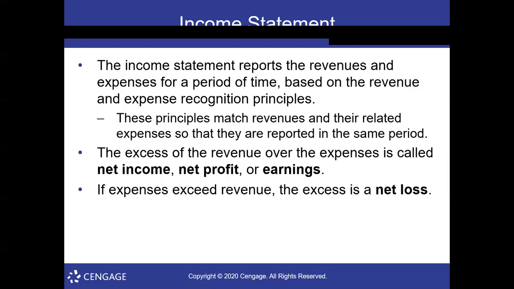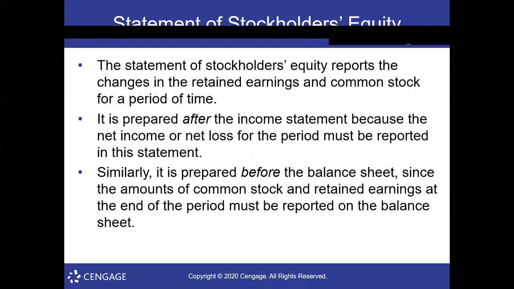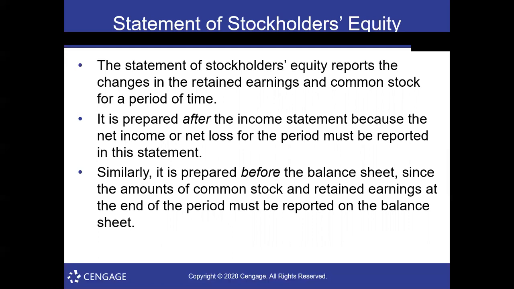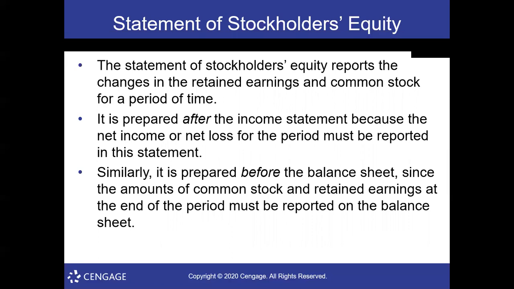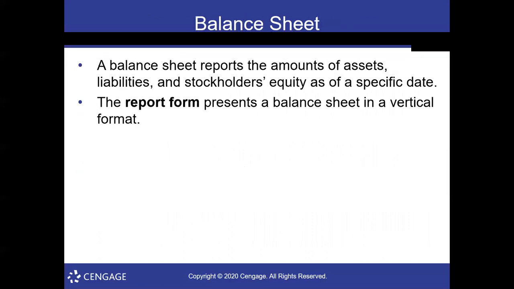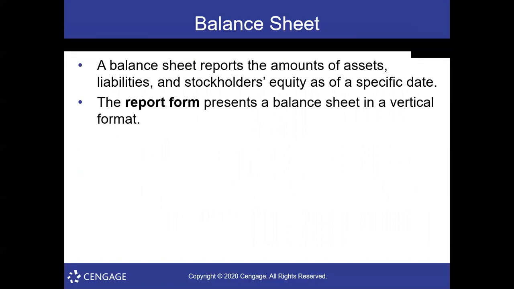All right, so as I said, the income statement is a summation of revenues and expenses. The statement of retained earnings is just the retained earnings plus net income minus dividends for ending retained earnings. And then lastly, the balance sheet is the assets, liabilities, and stockholders' equity.